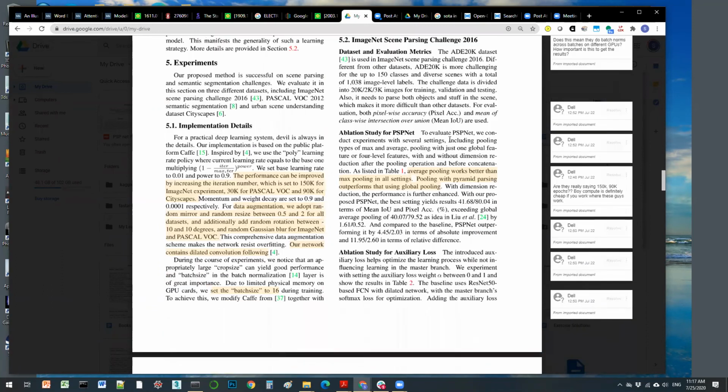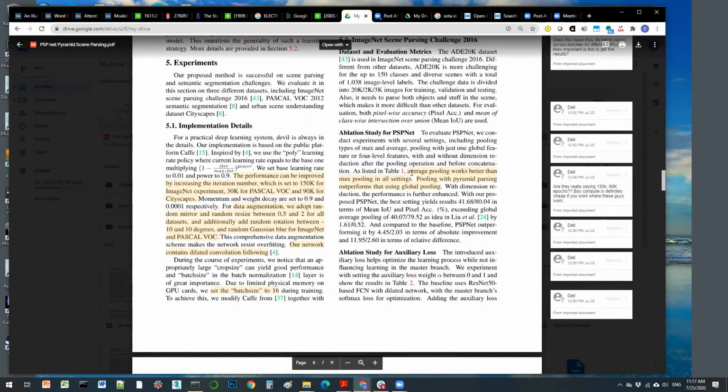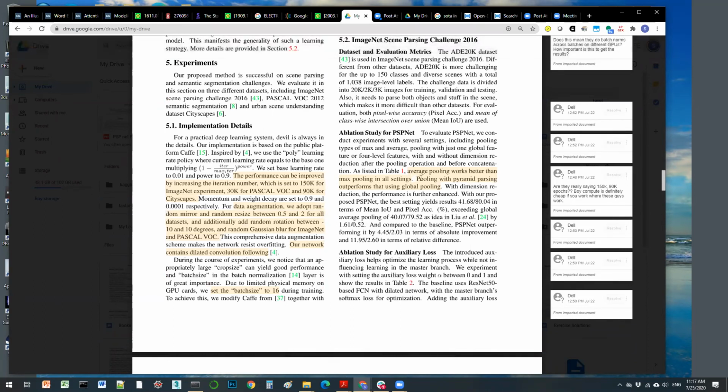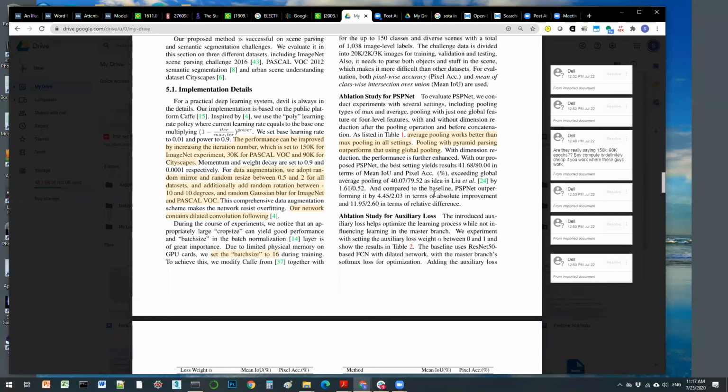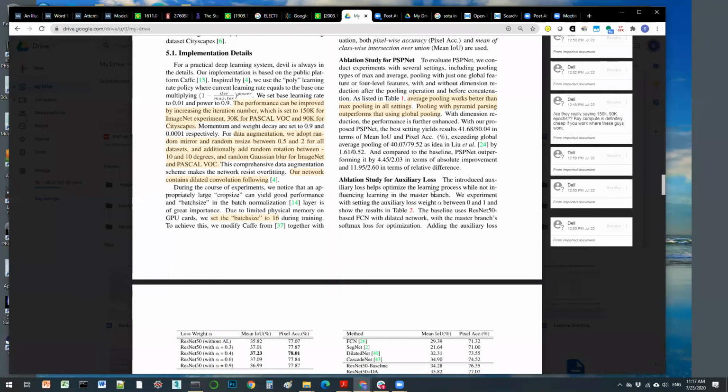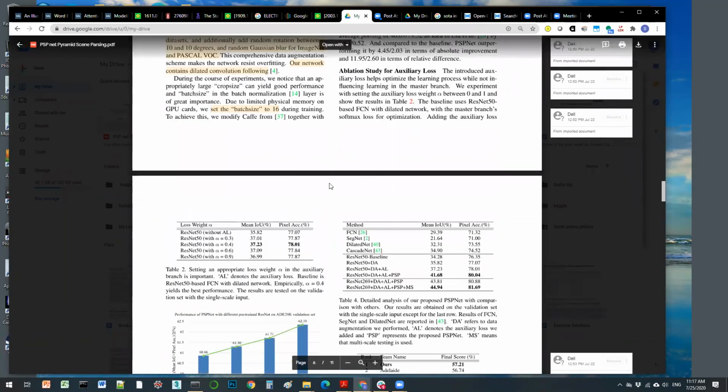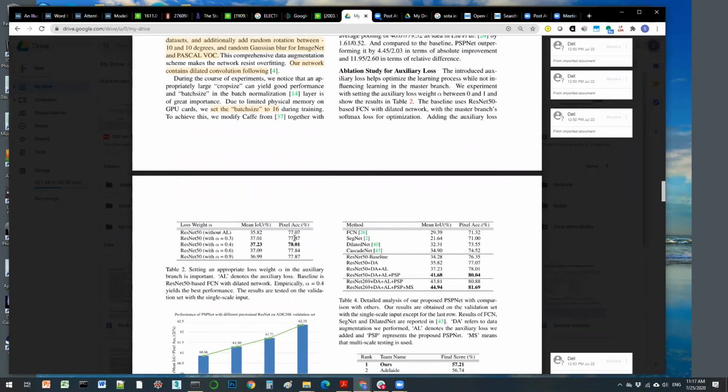And then moving on, as I said, the ablation is good because they say average pooling is better. Also, it says that doing all these different levels, the pyramid with 1, 2, 3, 6, is better than just doing a 1 by 1. So it's not just global context, but global context at various levels of resolution, if you will. And then they have an ablation study for auxiliary loss, and it doesn't seem to be so substantial.